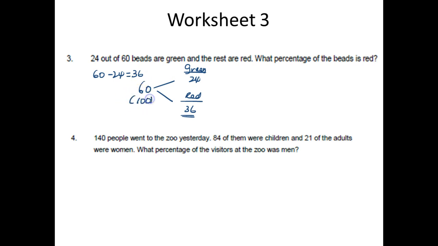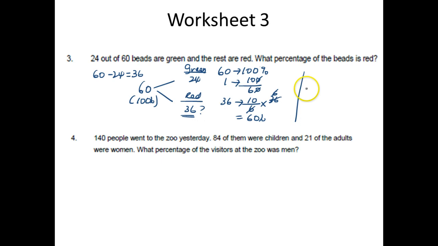My 60 is my 100%. So I want to find how many percent. So 60 is my 100%. 1% would be 100 out of 60. And I will find 36 bits will be 10/6 times 36. I will get 60%. Alternatively, I want to find red. I take 36 out of my whole, which is 60, times 100%. And I will get 60%.